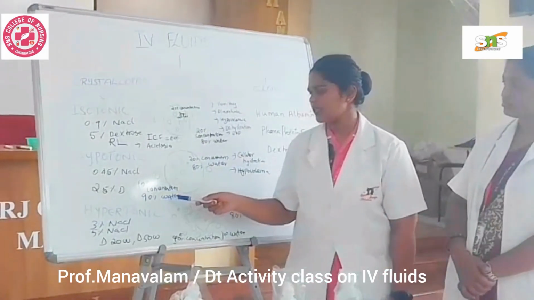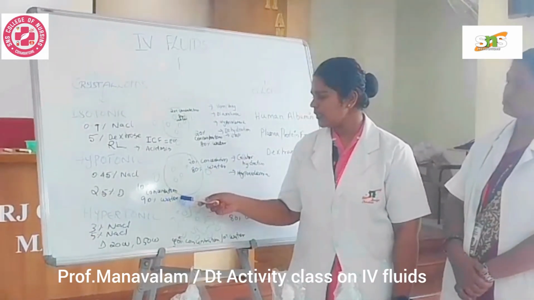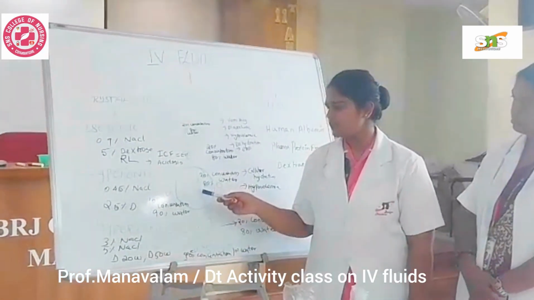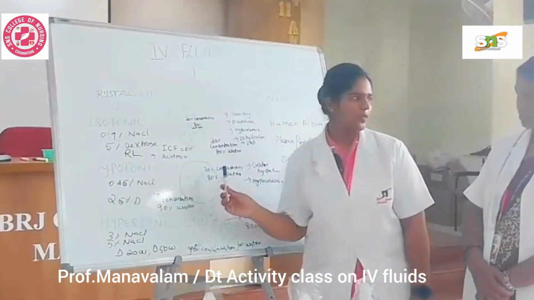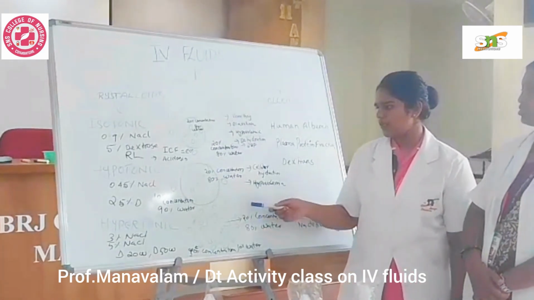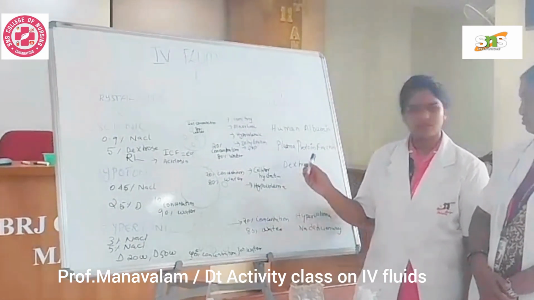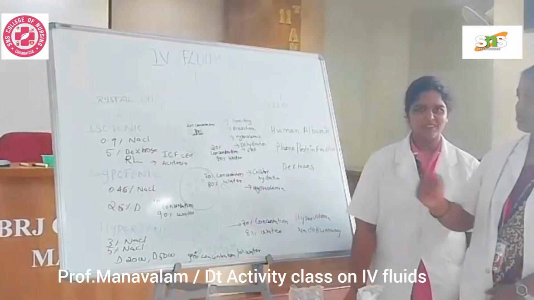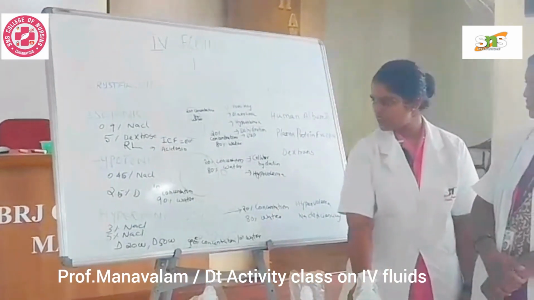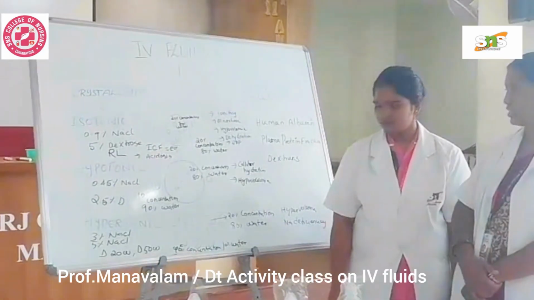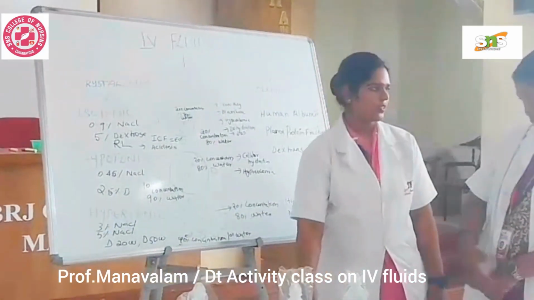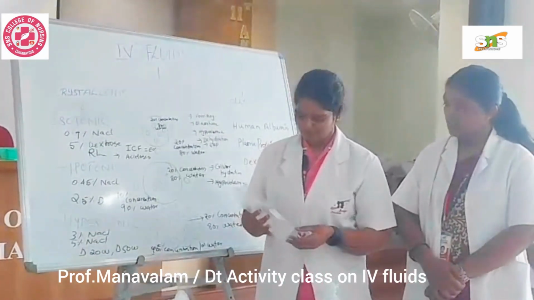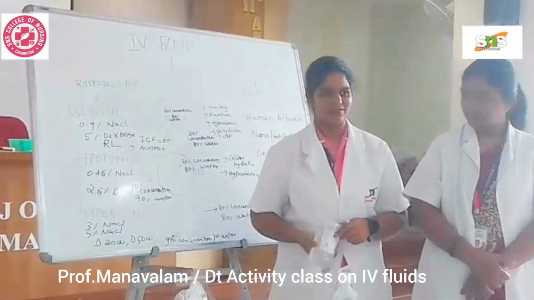When water from the extracellular compartment shifts to the intracellular compartment, the cell may expand. It is used for cellular hydration and hypovolemia. What solution is used as a hypotonic? Half normal saline is used for this purpose.